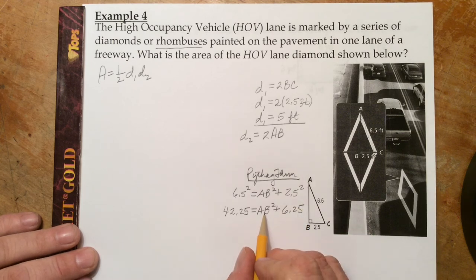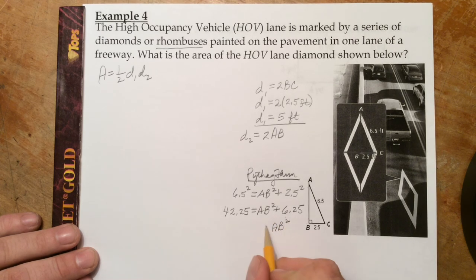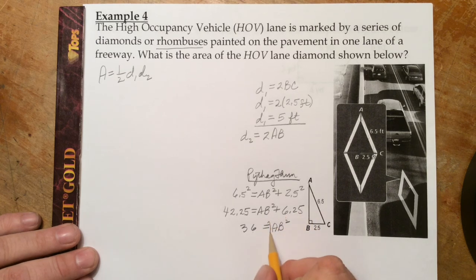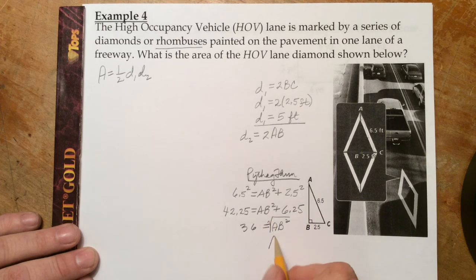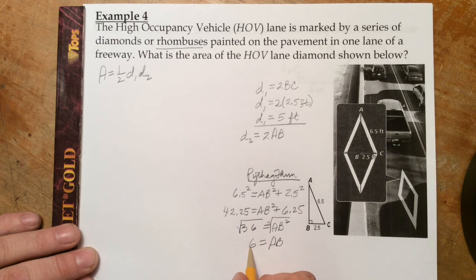Solving for AB, we need to solve for AB squared first, so subtract 6.25 from both sides. When we do that, AB squared gives us exactly 36. That's convenient because 36 is a perfect square. When we take the square root of both sides to get rid of the square on the AB, to find what AB is, we take the square root of 36 and get 6.